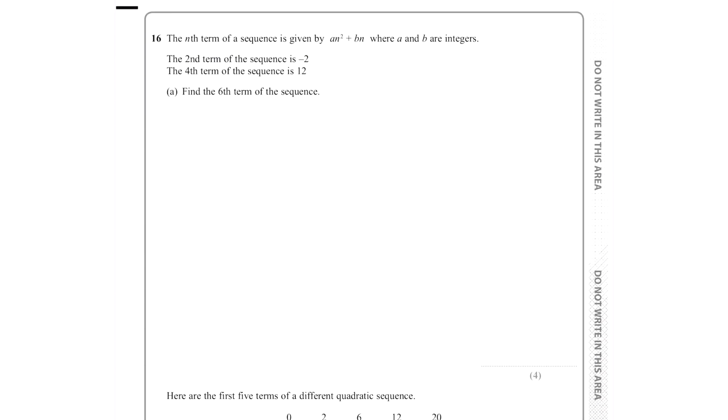Question 16. The nth term of a sequence is given by an squared plus bn, where a and b are integers. The second term of the sequence is -2. The fourth term is 12. Find the sixth term of this sequence.